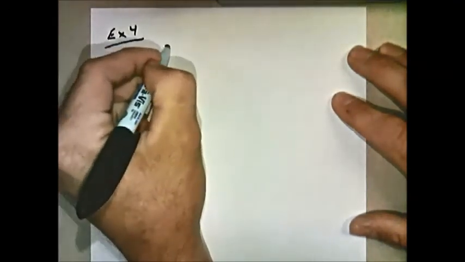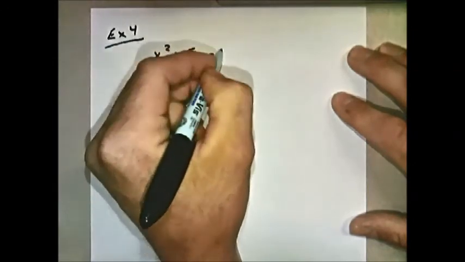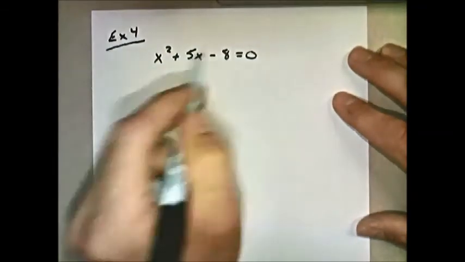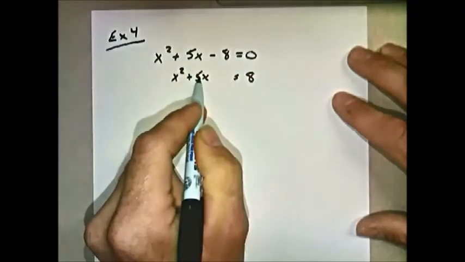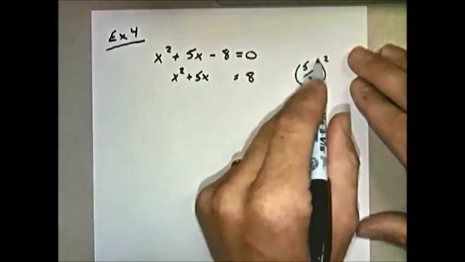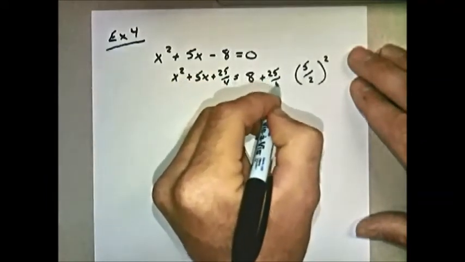We can look at one more for good measure. I like good measuring. So example 4, let's give us x squared plus 5x minus 8 equal to 0. Here I'm going to move my 8. So we get equal to 8. I'm going to take my 5, divide it by 2, and squaring it, I get 25/4. So I'm going to add 25/4 to both sides.